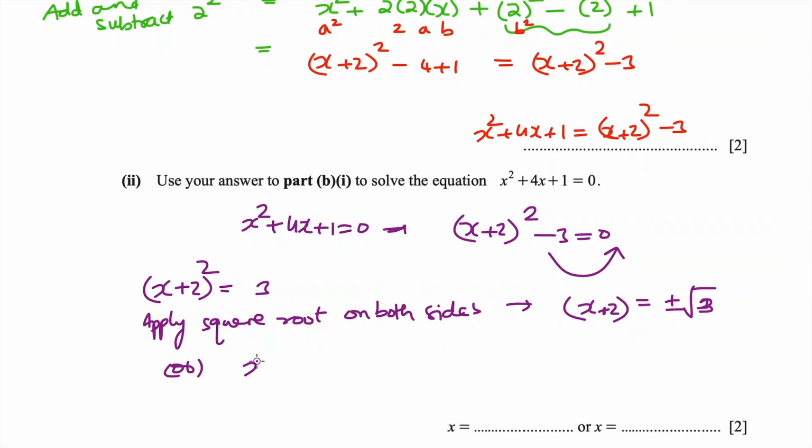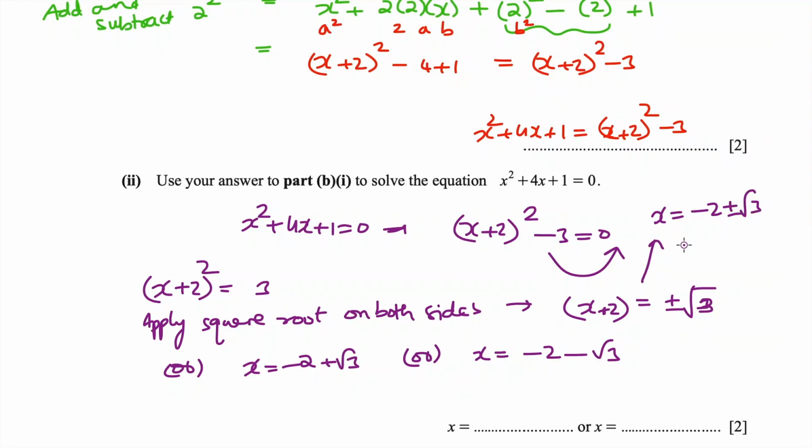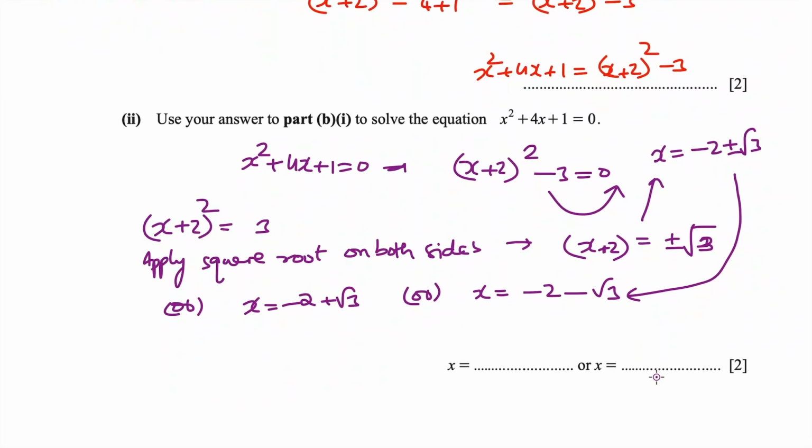Let me write one more point from here. x plus 2 is equal to plus or minus square root of 3. x is equal to minus 2 plus or minus square root of 3. And then I have taken the plus in one and minus in one. So x is equal to minus 2 plus square root of 3, or x is equal to minus 2 minus square root of 3.